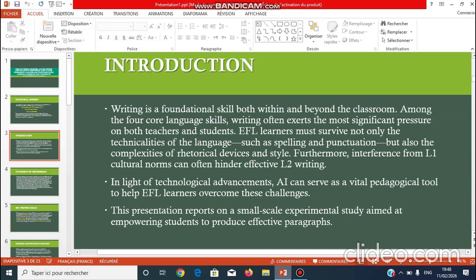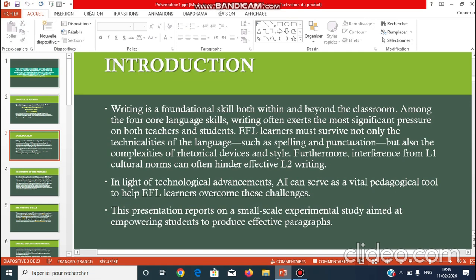Introduction. Writing is a foundational skill both within and beyond the classroom. Among the four core language skills, writing often exerts the most significant pressure on both teachers and students. EFL learners must survive not only the technicalities of the language, such as spelling and punctuation, but also the complexities of rhetorical devices and style.